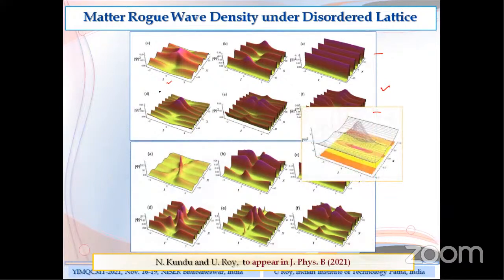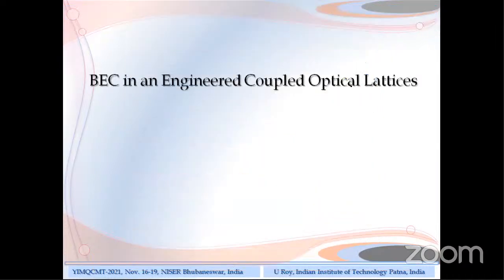And if you look at the localizations, the Anderson kind of localization still appears for higher values of the trap parameters. So it is actually zoomed up because it is not visible here. So now this is the last one. I'll be finishing in 1 or 2 minutes now.